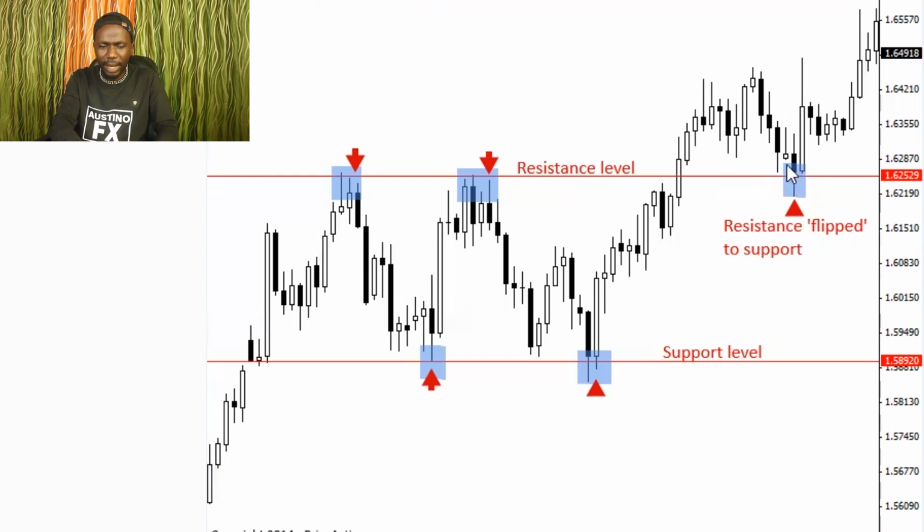So that is why I say when a price breaks above a resistance level, that resistance level automatically becomes a support level. The same thing is applicable to the downtrend. When a price breaks below a support level, that support level automatically becomes a resistance level. So this is how you trade support and resistance level.